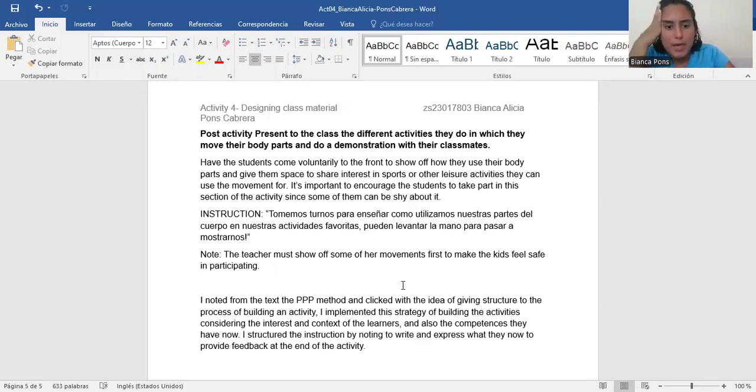Okay. And the instruction that I will be giving to them is: tomemos turnos para enseñar cómo utilizamos nuestras partes del cuerpo en nuestras actividades favoritas. Pueden levantar la mano para pasar a mostrarnos.